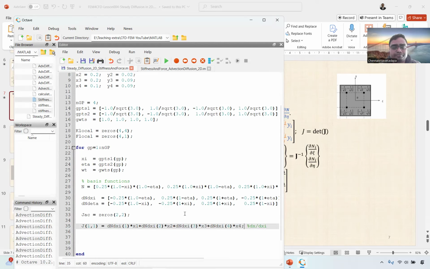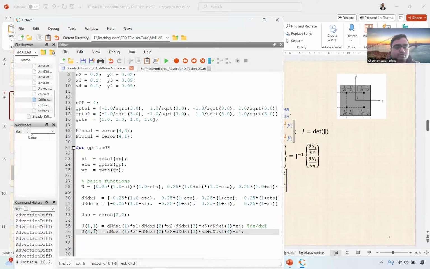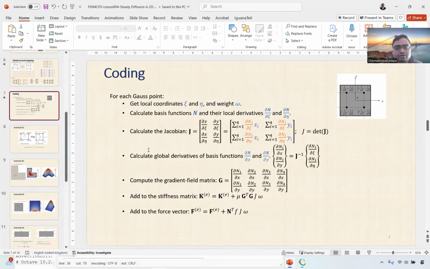Similarly, we can evaluate entry 2 comma 1. Here the derivative is with respect to eta. Just to avoid making mistakes: dN by d eta multiplied by x1, dN by d eta for the second basis function multiplied by x2, for the third multiplied by x3, plus dN by d eta for the fourth multiplied by x4. This is entry 2 comma 1. We often make the mistake of swapping 1 comma 2 and 2 comma 1, because this is not a symmetric matrix. It is very important that we maintain the order.